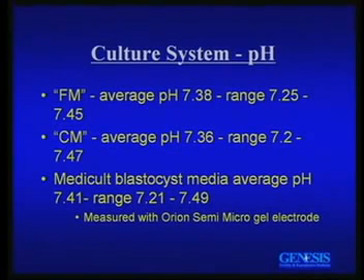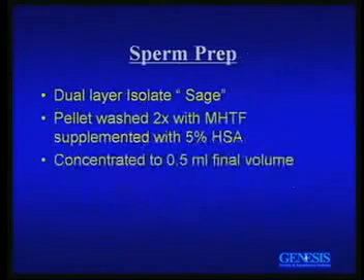The average pHs of our media in both systems for the FM, it was around 7.38. There was a range from 7.25 to 7.45. In CM, 7.36. The range was 7.2 to 7.47. And the blast media, the average was 7.4 with a range of 7.2 to 7.49. These are all measured with an Orion microgel electrode.